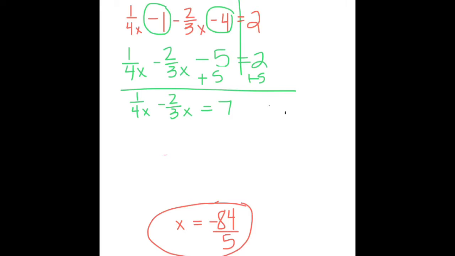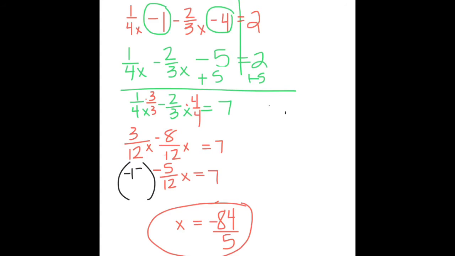I cannot add fractions unless I have a common denominator, so I'm going to have to turn these into a denominator of 12. To do that, I have to multiply this by 3/3, and I have to multiply this fraction by 4/4. So this becomes 3/12 x minus 8/12 x equals 7. 3 minus 8 is negative 5/12 x equals 7. How do we get rid of a fraction coefficient? We multiply both sides by the reciprocal.